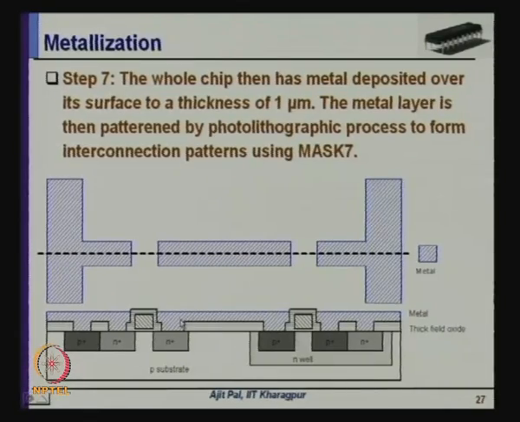So, you may have to connect that inverter to another part of the circuit. So, input has to come from one part, output has to go to another part of the circuit. So, that is being defined with the help of this mask 7. So, you can see this is the mask 7 for creating the patterned metal layer.